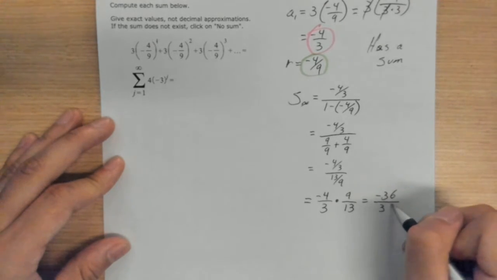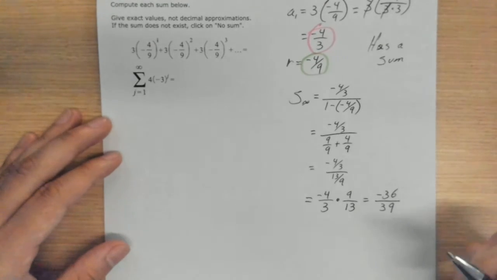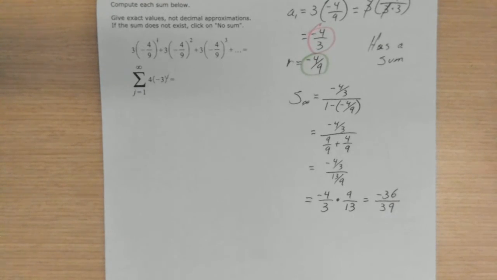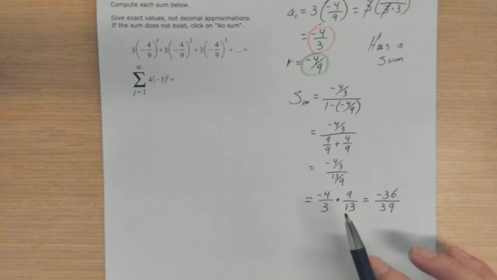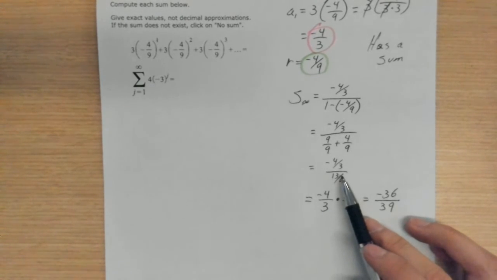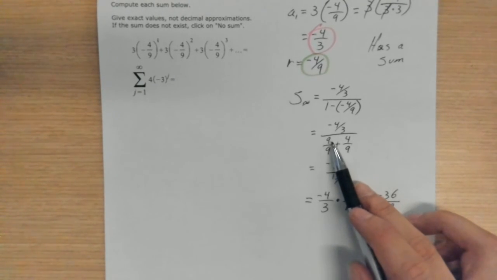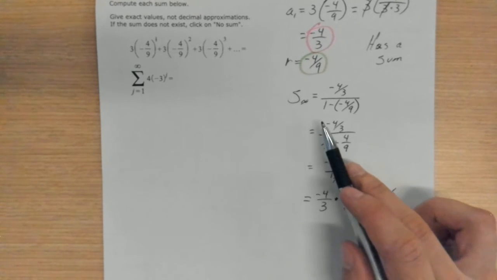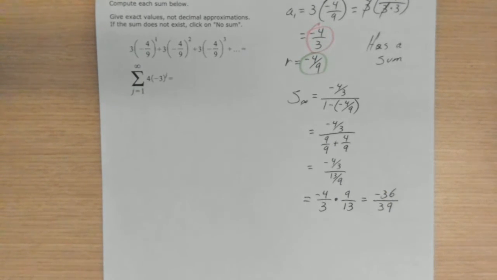Is that 9/9? Where? Under negative 4/3. Oh yeah, 9/9. That's the one I wrote as 9/9, just so that I could have common denominators.